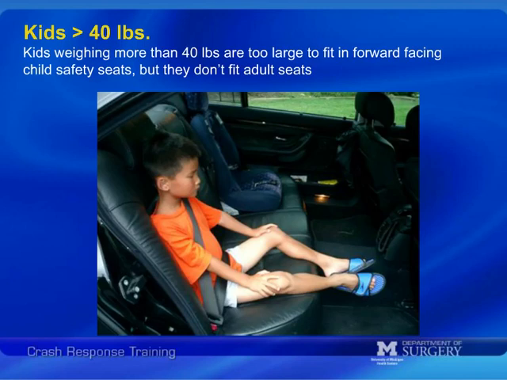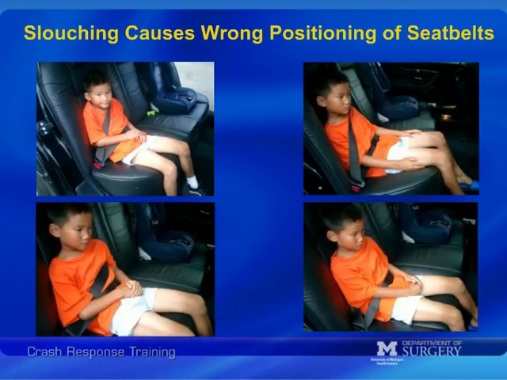Kids weighing more than 40 pounds are too large to fit into most forward-facing child safety seats, but they don't really fit adult seats very well. You can see here this child who is 6 years old. You can see that it's very difficult for him to fit properly into a seat belt. If he sits upright so that the belts fit best, you can see that he is unable to hang his lower leg over the seat edge, and so he has to sit way back, which is uncomfortable. What kids typically do is that they slouch forward so that they can hang their lower legs down. When that happens, it causes very severe mispositioning of the seatbelt.